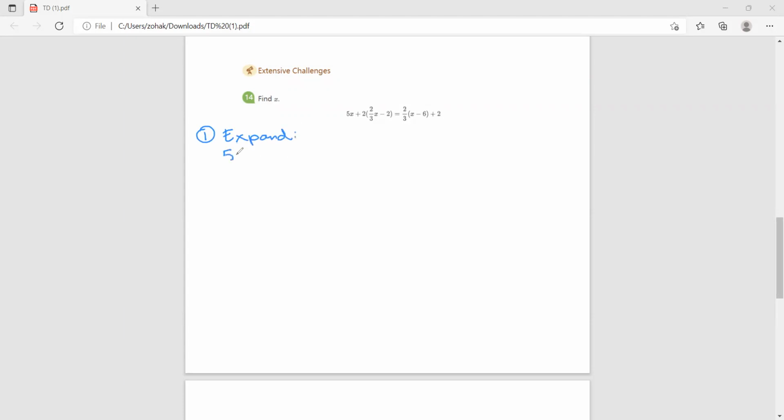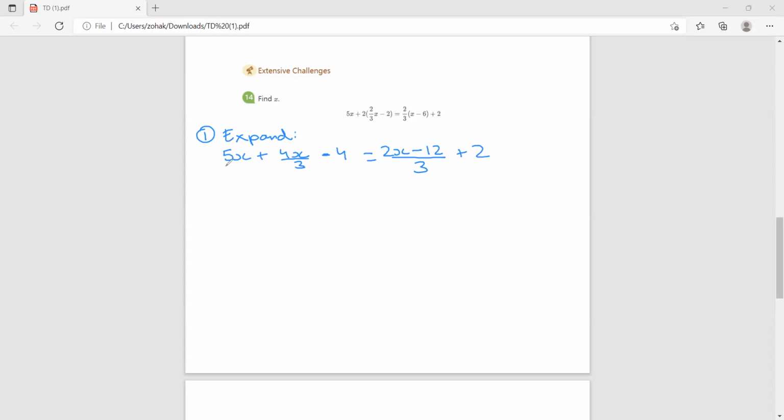So when you expand the brackets, you would get 5x plus 4x over 3, minus 4, is equal to 2x minus 12 over 3 plus 2. So you're going to just expand the brackets like this, for example.